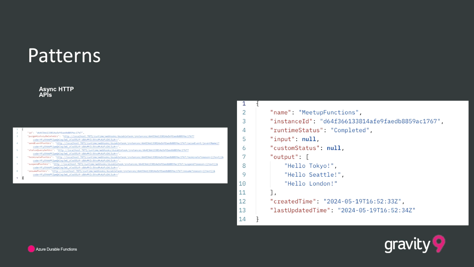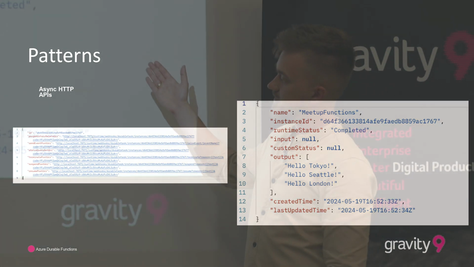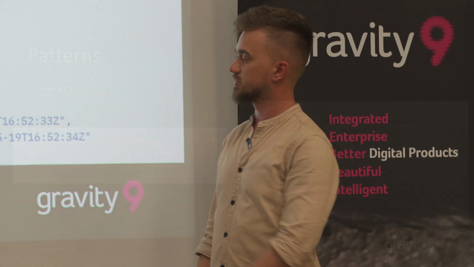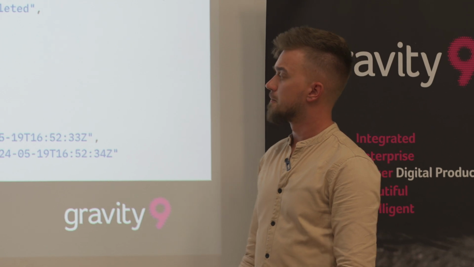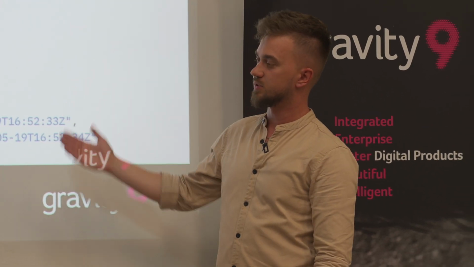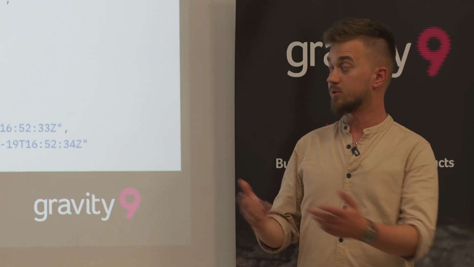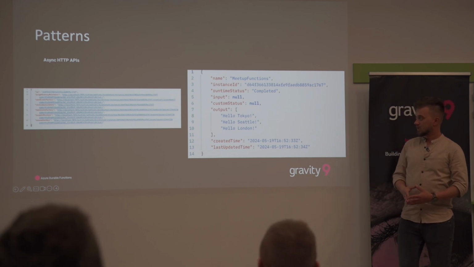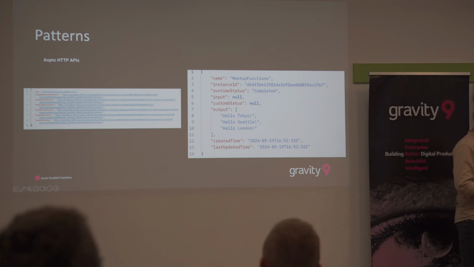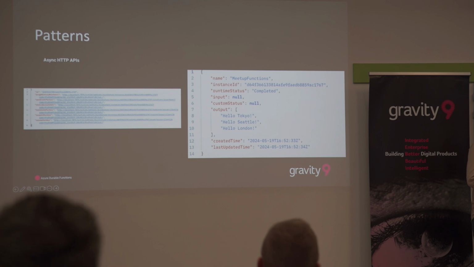And this is the response of the status query. As you can see, it contains some interesting information. Basically, this is already completed. If it was still running, you would see something like in progress or running, I think. This is the runtime status. But you also already get the output, so you don't need to call another endpoint to get the output after you learn that the runtime status is ready. So yeah, this is the async HTTP API.